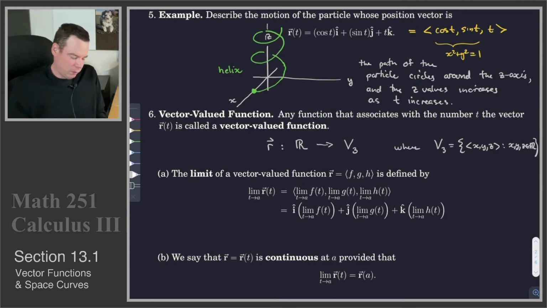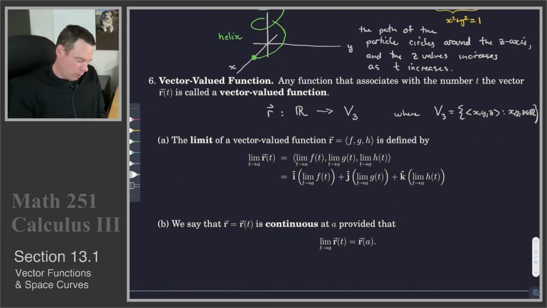So that's what a vector valued function is. Real number in, vector coming out. What this means is we can describe a vector valued function just by three functions of a single variable in with a single value coming out. That's f, g, and h. So f is our function that determines how the x-coordinate changes over time, g is how the y component changes over time, and h is how the z component changes over time.